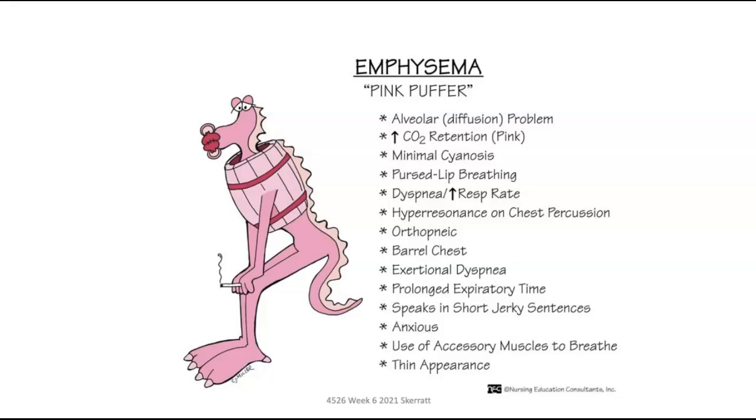You have an increased respiratory rate, orthopneic, a barrel chest, exertional dyspnea, prolonged expiratory time. That's the difficulty, is trying to get rid of the air because of the trapping that takes place. They tend to speak in short, jerky sentences. They're anxious. They use accessory muscles to breathe, and they have a thin appearance.